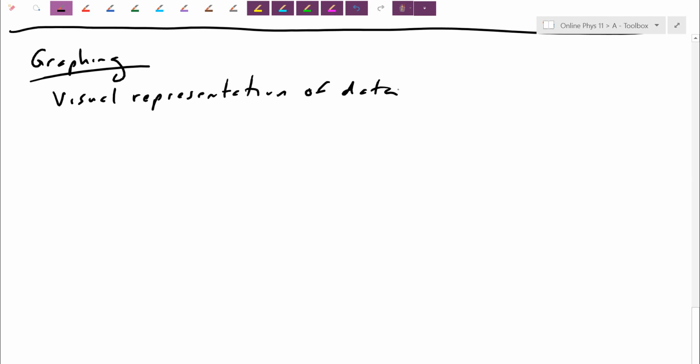It's not so easy to see trends. What a graph does is it actually plots it out as a picture so that you can make some observations on a bigger scale. So let's imagine we were doing an experiment here, a really simple experiment.